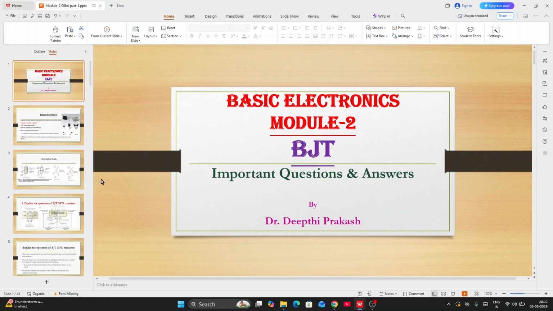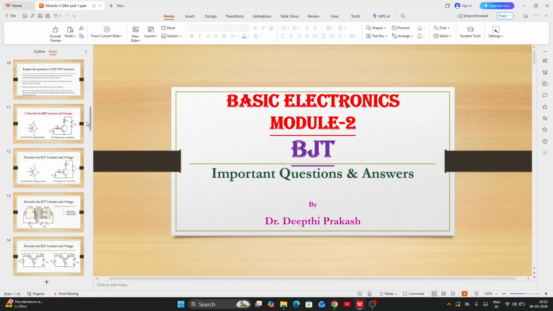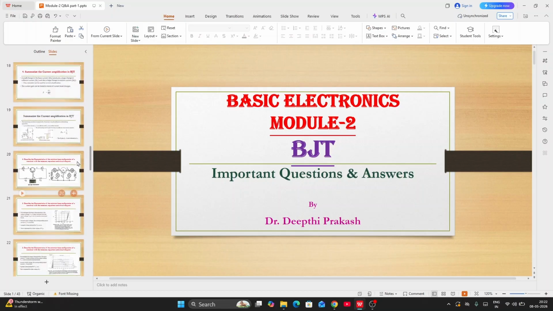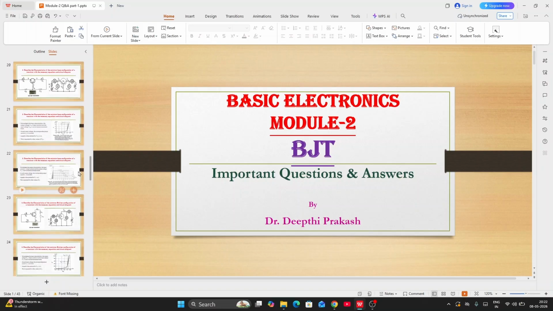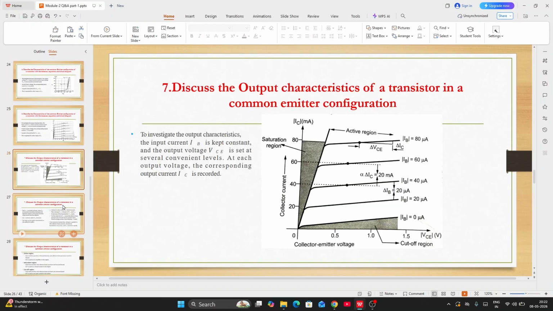Bipolar junction transistor. So we have completed a few questions. Let us continue with the next question. We were discussing the configurations of the transistor and how the static characteristics will differ in functions. Continuing that, one of the questions you might expect is: discuss the output characteristics of a transistor.